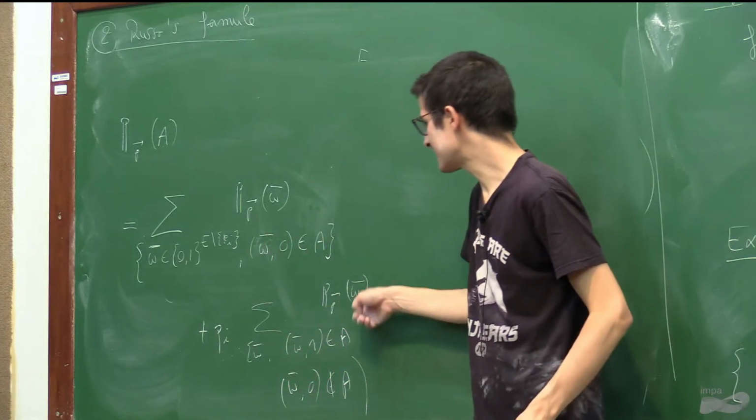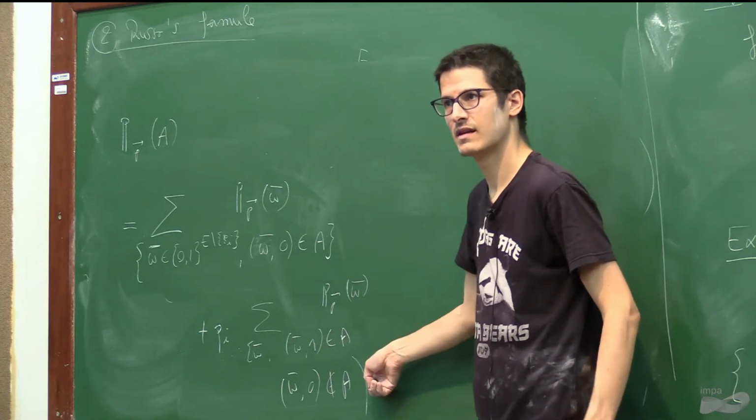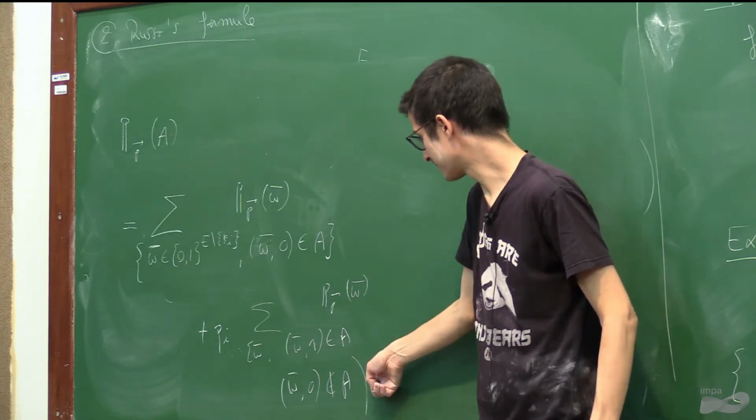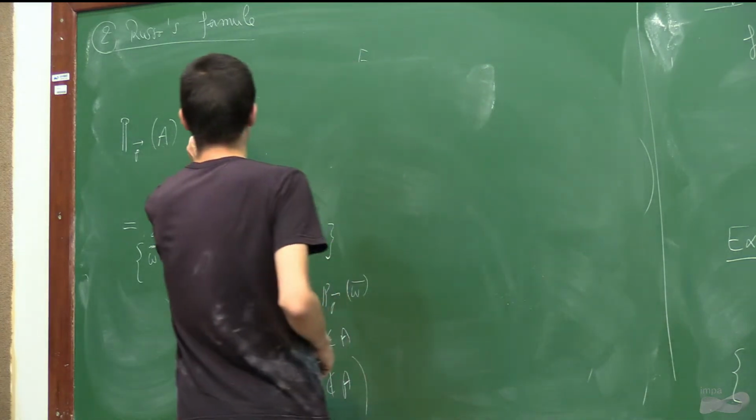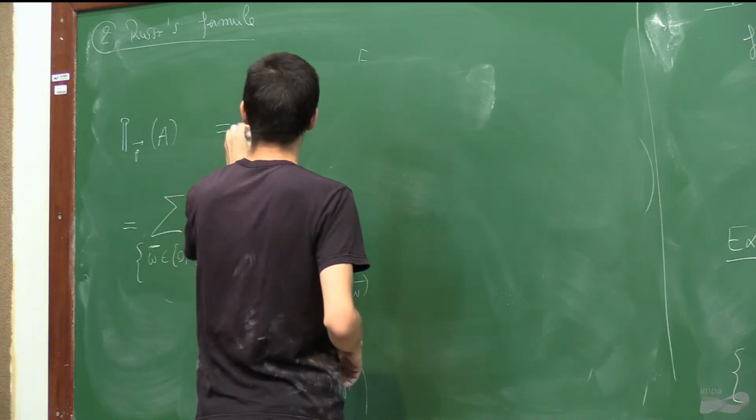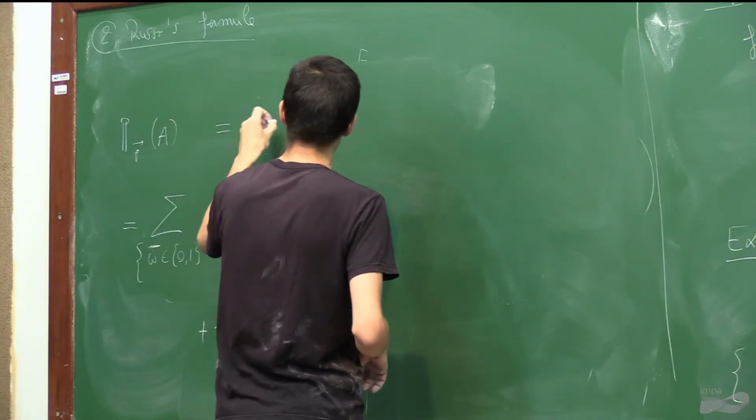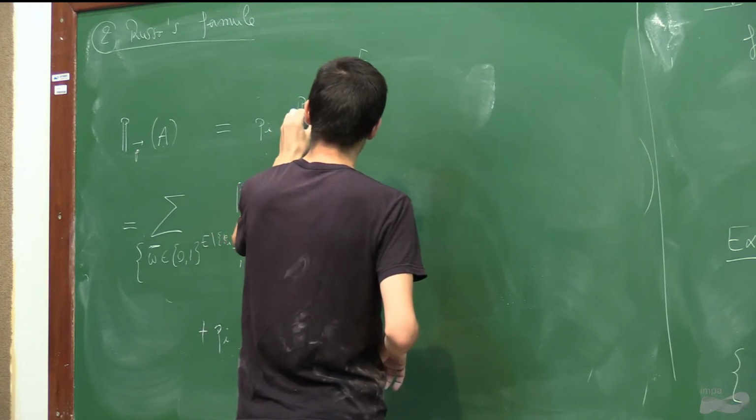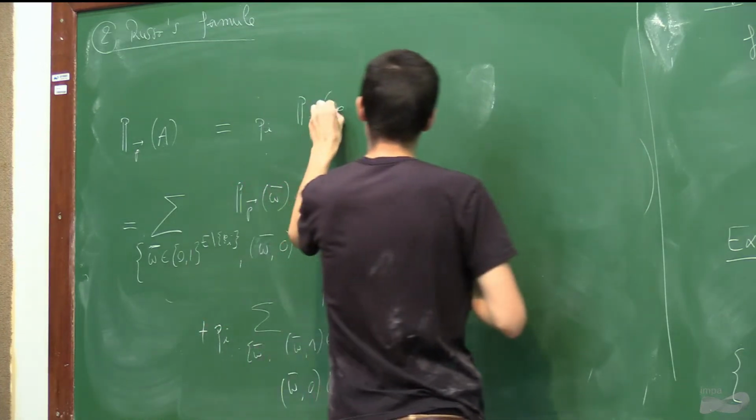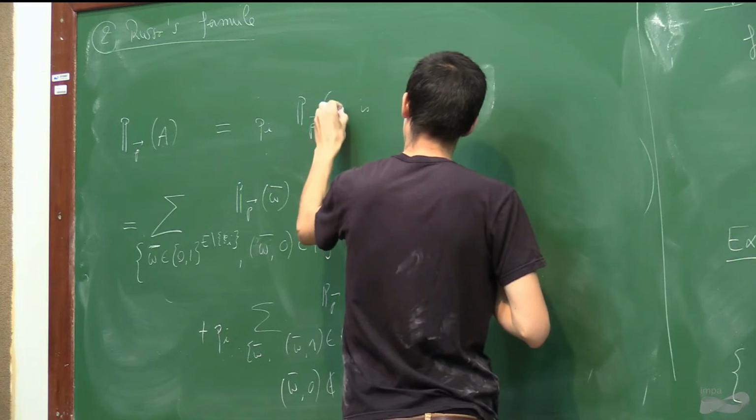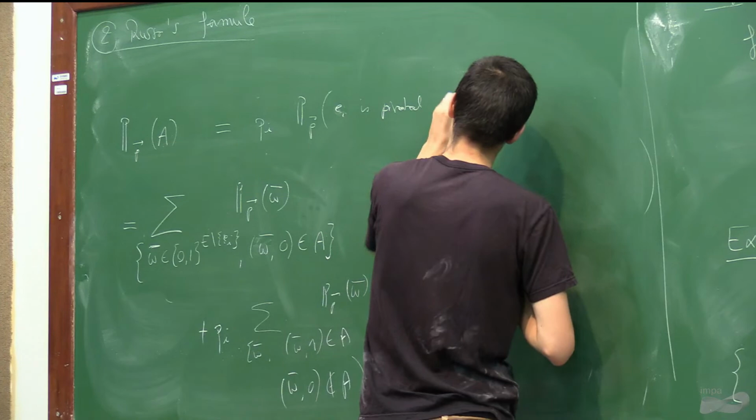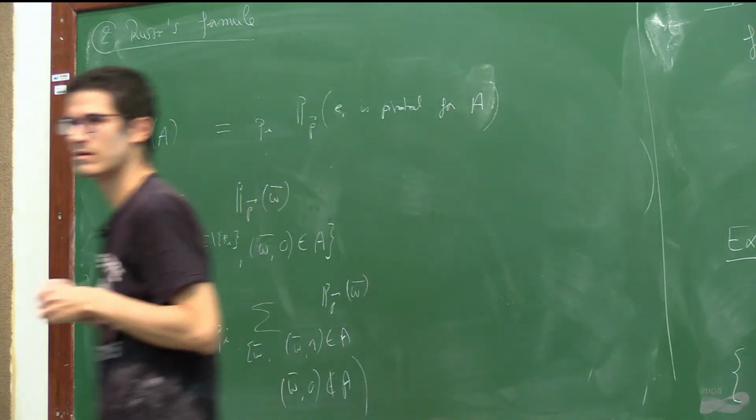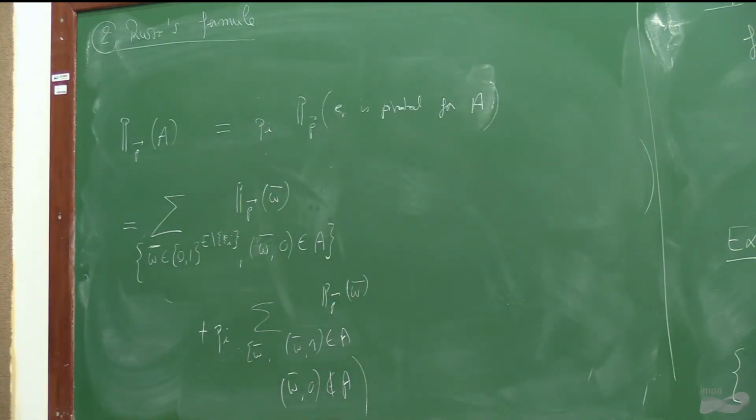But this thing is exactly saying that e is pivotal for A. So this thing is exactly equal to p_i times the probability that e_i is pivotal for A. Okay, so it's linear. So when you take the derivative, you get the expression.